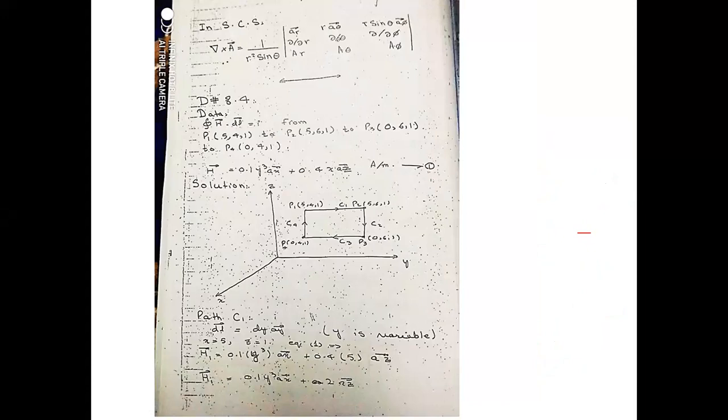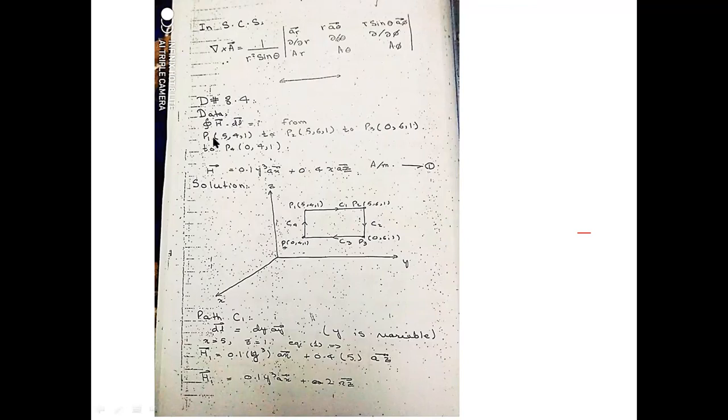Now drill 8.4, we have to find H dot dl according to Ampere's circuital law: the closed integral of H dot dl is equal to I enclosed. So we have to find this portion. Now the closed path is given here in a rectangular shape.